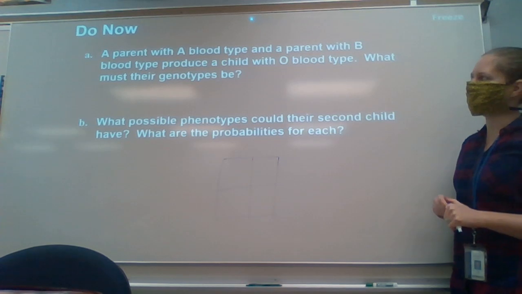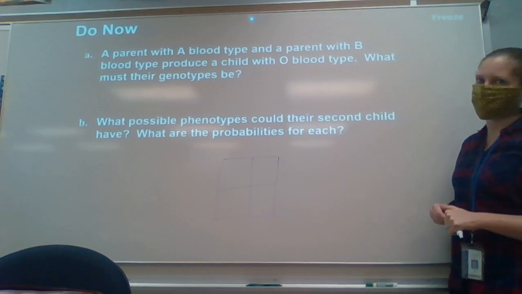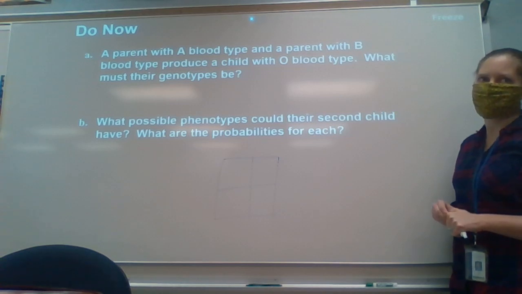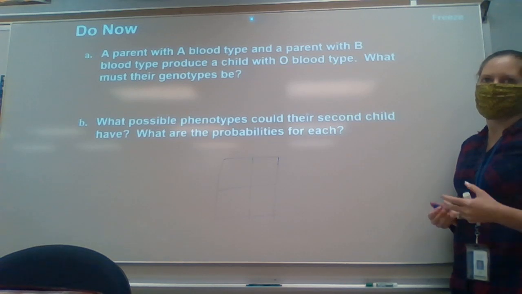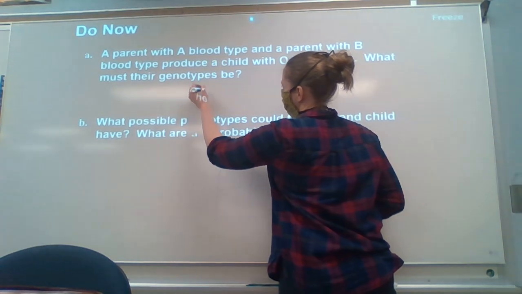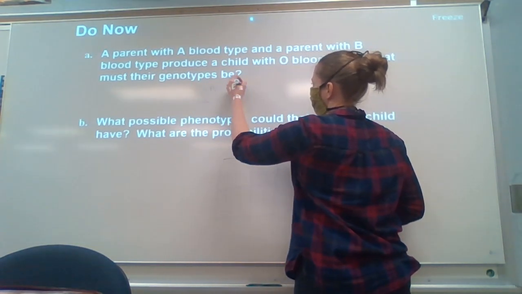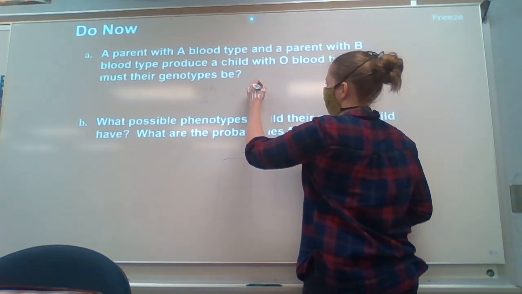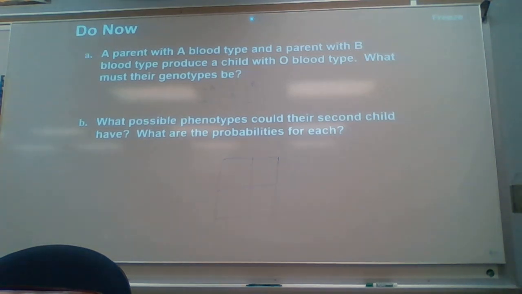I haven't heard a lot of talk yet, but you look at letter A. If they have a kid with O blood type, what does that have to mean about their genotypes? Yeah, they have to be heterozygous, right? They both have to have that recessive i in order to have a child with O blood type. So their genotypes have to be I^A i and I^B i, right? So then you would just need to think about that cross.